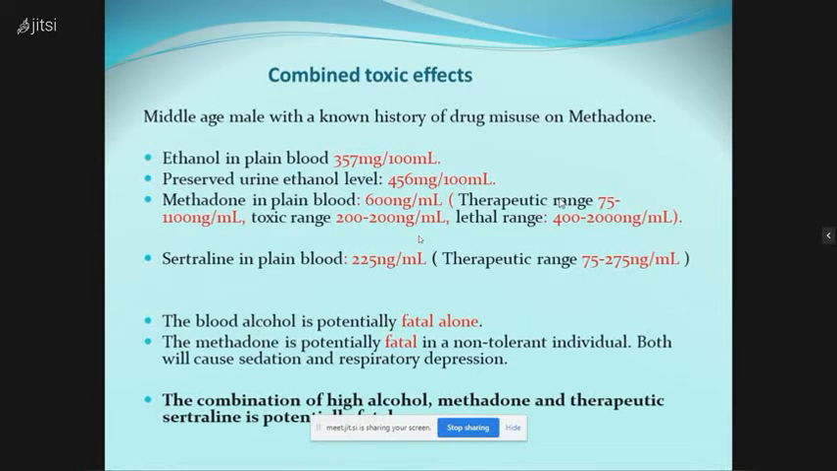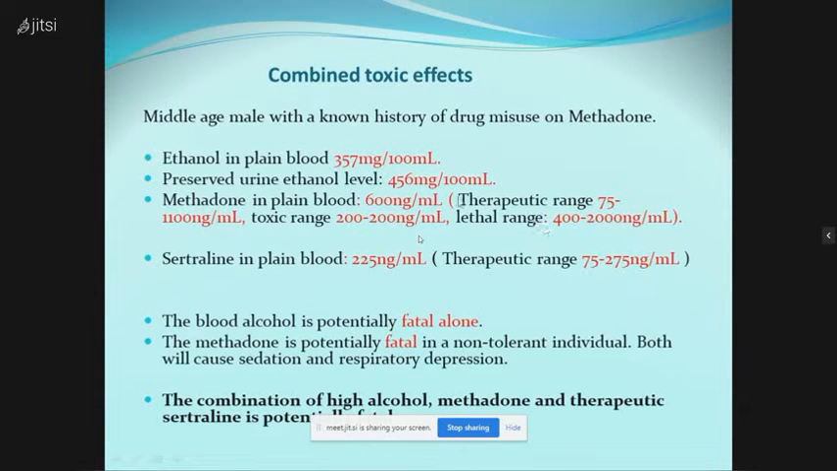Another example, a middle-aged male with known history of drug misuse on methadone treatment. As you know, methadone is given for patients who are or were on drug misuse, and the blood ethanol was 357 per 100 ml. The preserved urine ethanol 456. And methadone in the blood was 600 nanogram per ml. The therapeutic range should be between 75 to 1,100, and toxic range 200 to 2,000 nanogram.